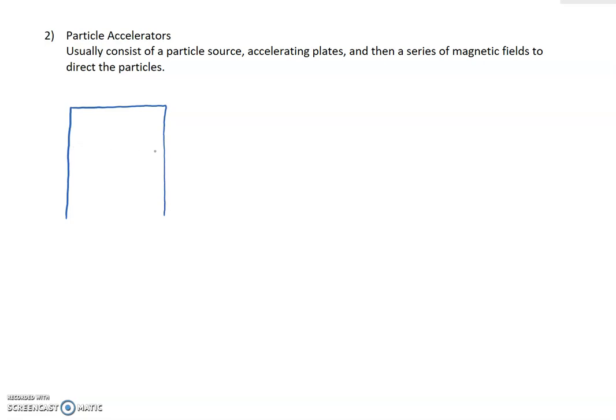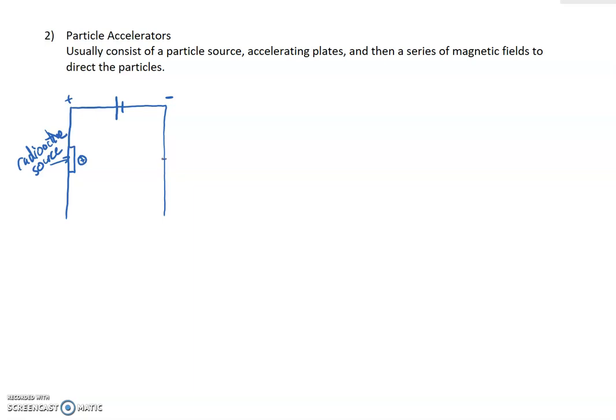So I have one plate on the left, another plate on the right, and what I'm going to do is have a current flowing between those to charge those plates. And if I can have some type of radioactive source, it doesn't have to be radioactive, but often it is, that's going to release some charged particle. Could be something positively charged like an alpha particle, it could be something else.